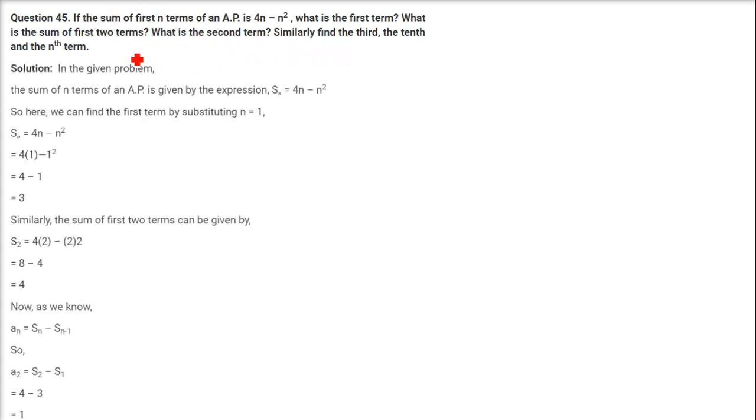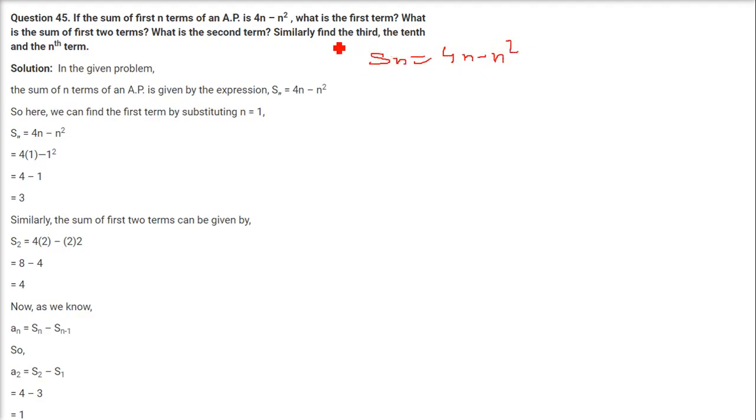If the sum of first n terms of an AP is this one, find the first term and the sum of the first two terms. What is the second term? Similarly, find the third, the 10th, and the nth term. So we have the sum of first n terms: Sn is equal to 4n minus n square.